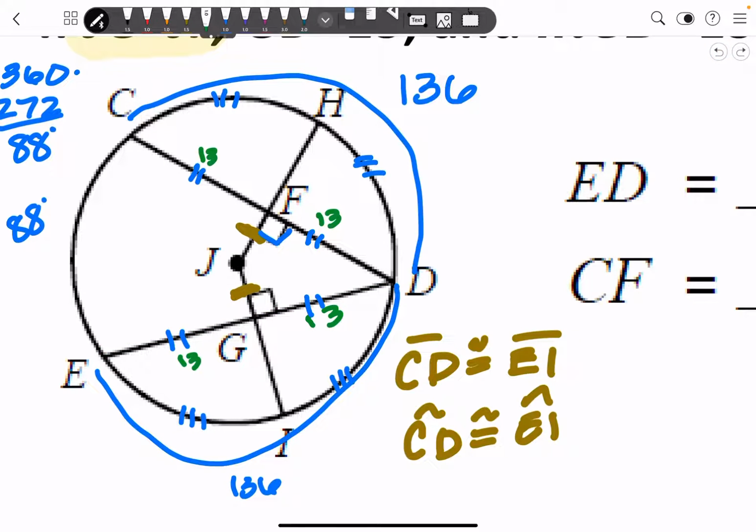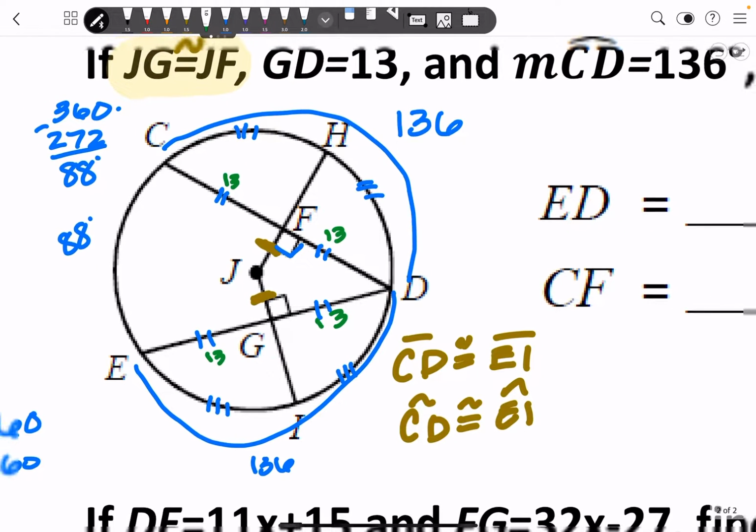Now, we can also use the same property for our angle measures here. Notice how CH and HD, both of those minor arcs, are congruent to each other. So we're just going to do 136 divided by 2, and that's going to give us the arc measure for all of those. And that's going to mean that this is 68 degrees, and this is 68 degrees. And so is this one, and so is this one.